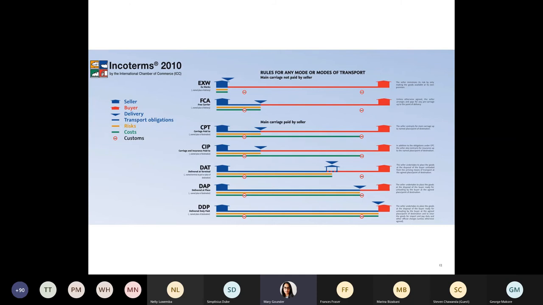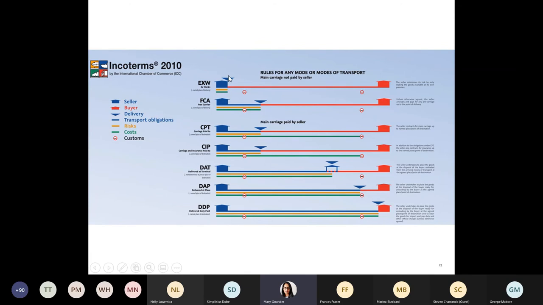So your EXW stands for Ex Works. Your FCA stands for Free Carrier. Then you've got CPT, Carrier Paid To. CIP, Carriage and Insurance Paid To. DAT is your Delivered at Terminal, and DAP, Delivered at Place. DDP is Delivered Duty Paid.